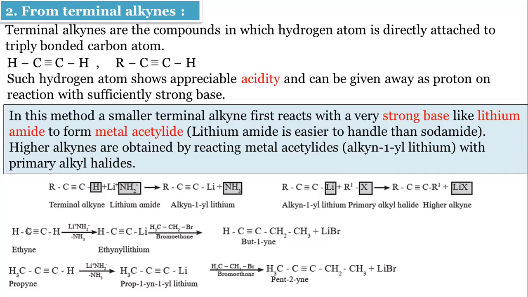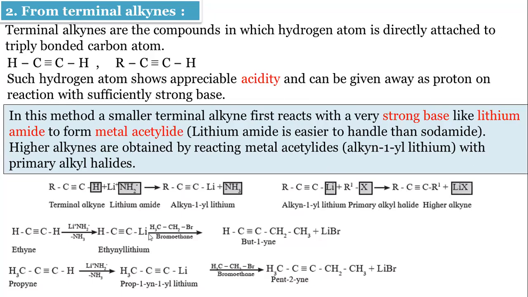Let's come to one example, then we'll understand. Here, one terminal alkyne is taken. The name is ethyne. In the first step, this NH2 will pick up this proton, and we get the ethynylium ion. The names are quite difficult to understand. Ethynylium is actually a combination of ethyne and lithium, so it is called ethynylium.